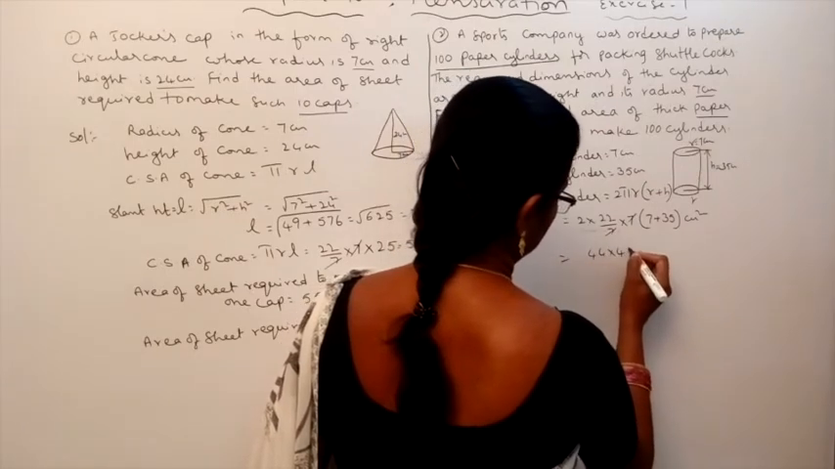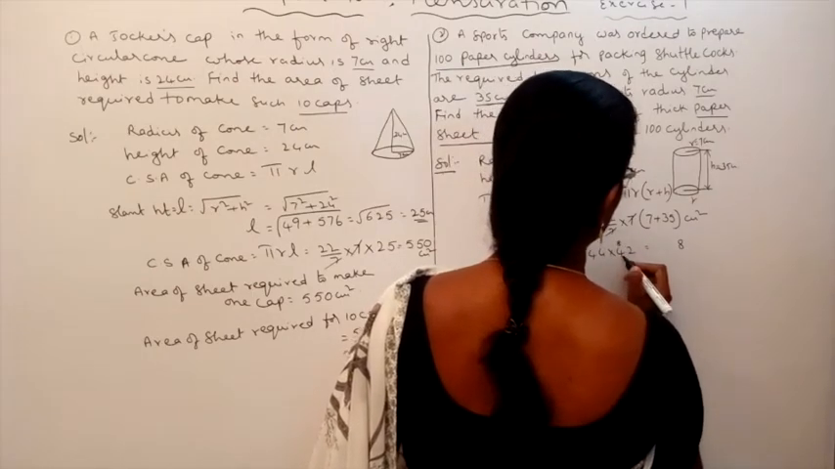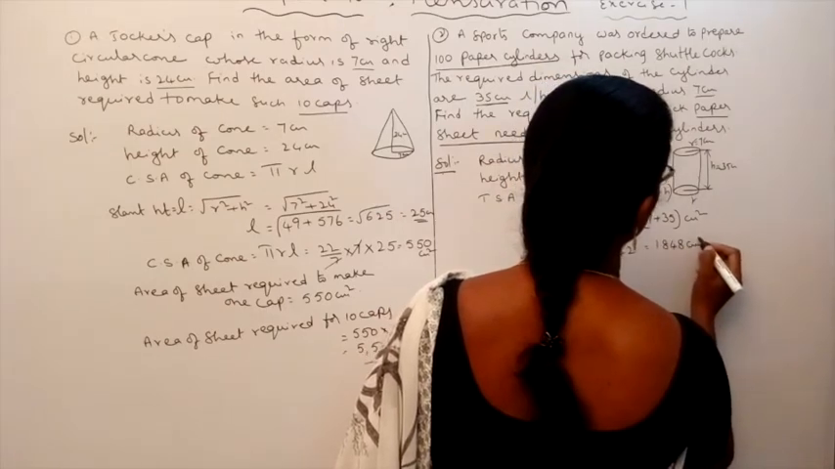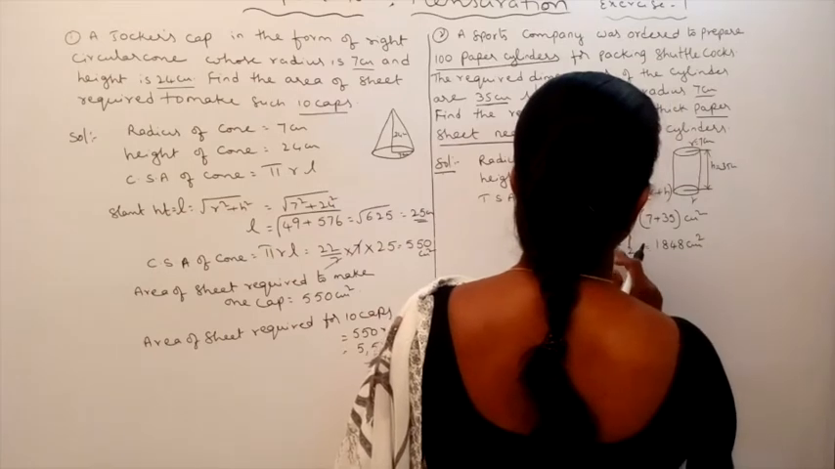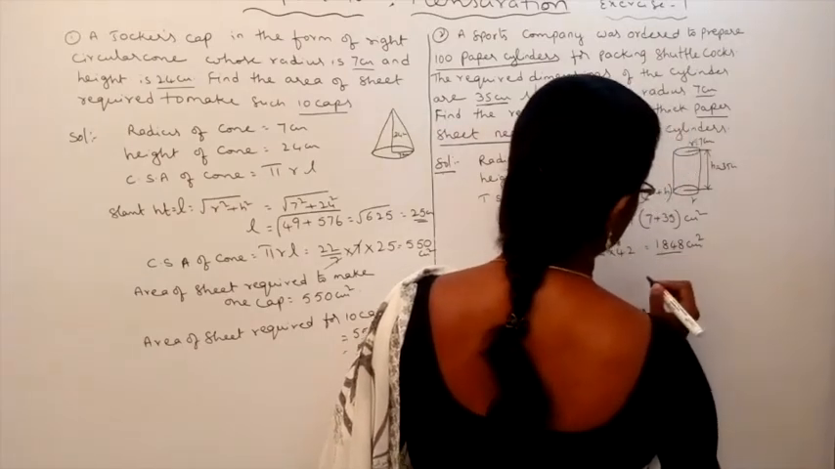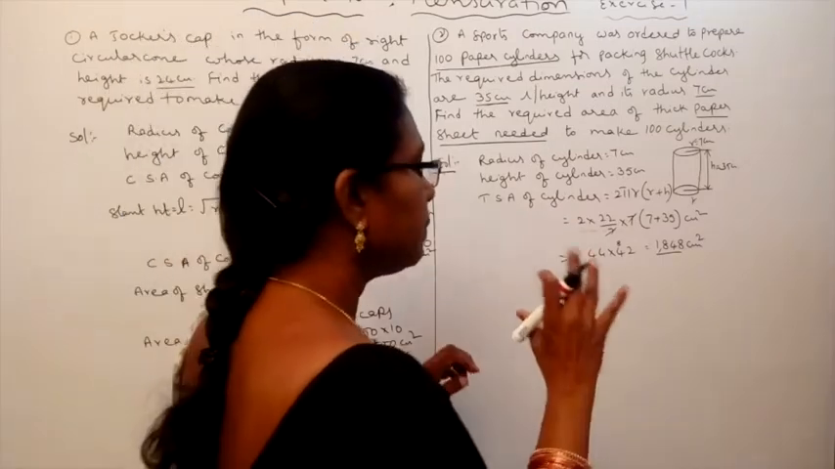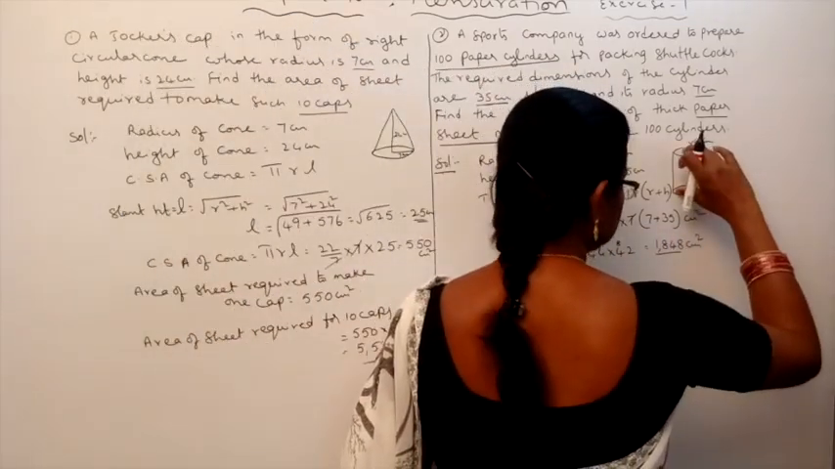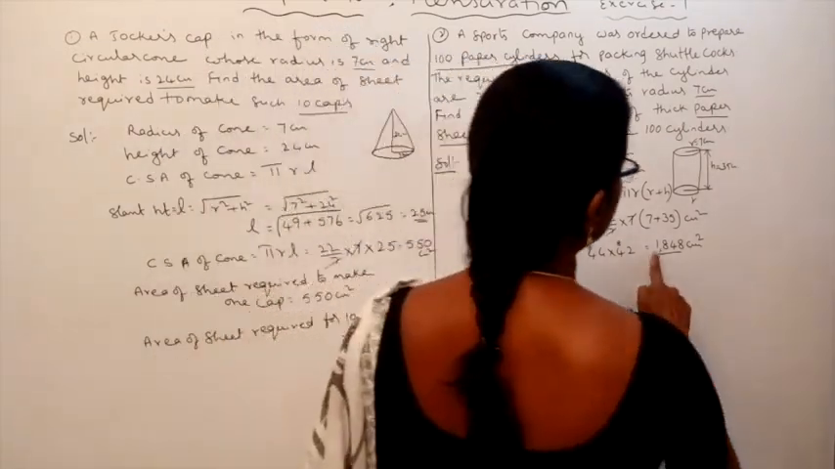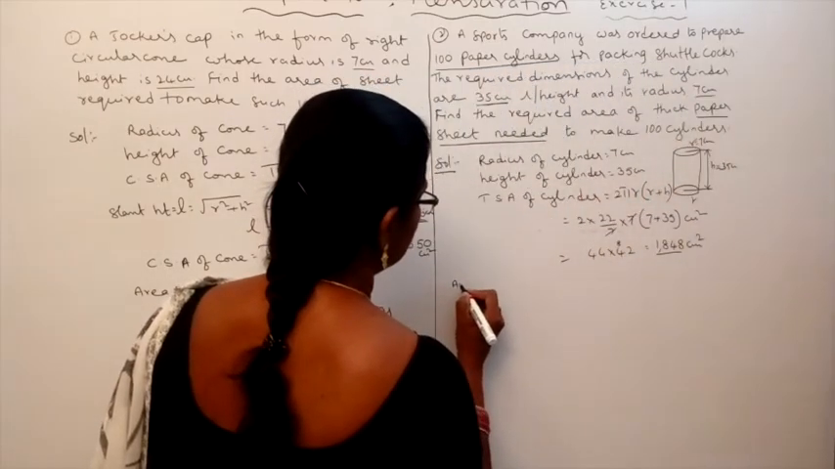44 into 42. 44 2s are 88. 44 4s are 176. 176 plus 8, 184. Now, how much area? TSA of cylinder is 1848 centimeters square. Then that much of sheet you require to prepare that cylinder. How much paper area do you require to prepare that one cylinder? 1848 centimeters square.